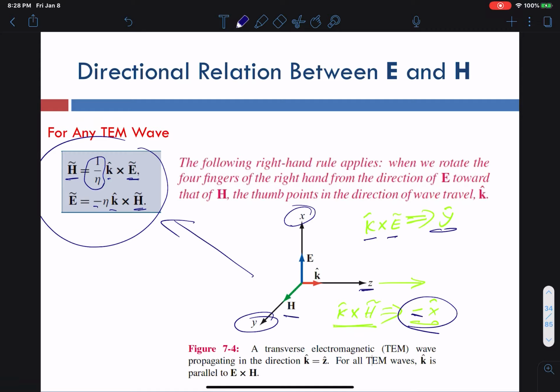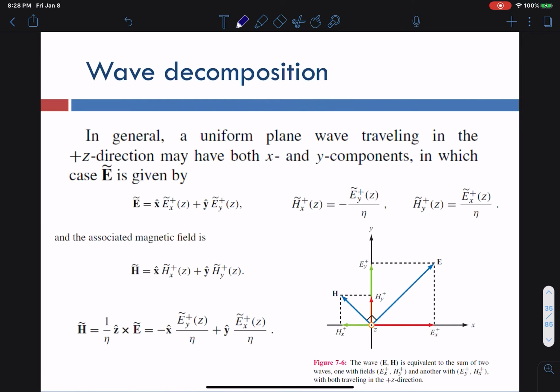Now, up to this point, we assume that we have E in the X direction and H in the Y direction. But it might be very realistic that your E could have both X and Y components and H could have both X and Y components. So if your E has both X and Y components, both are propagating in the positive Z direction. Then how do you get the H from here?